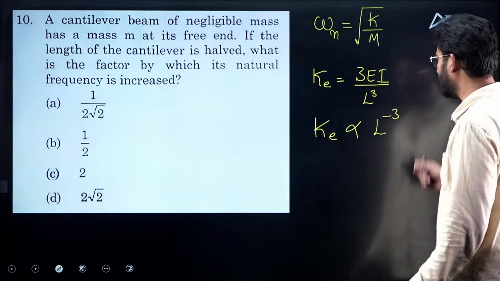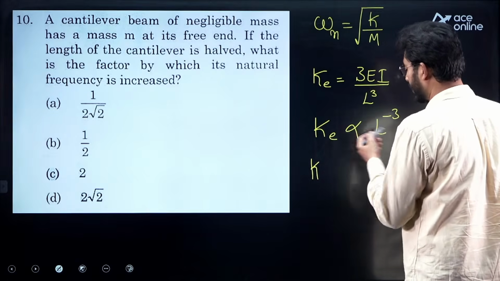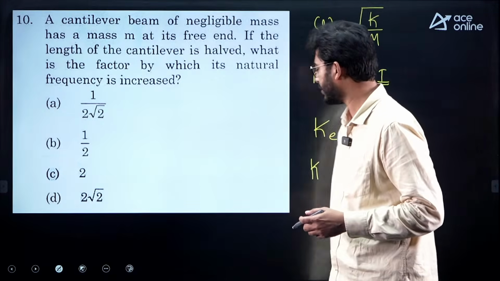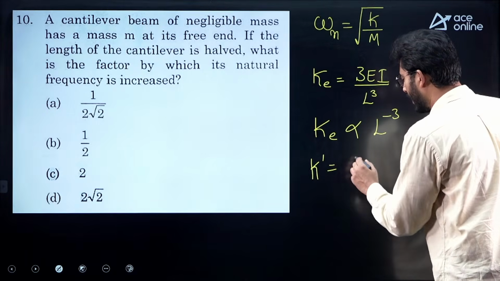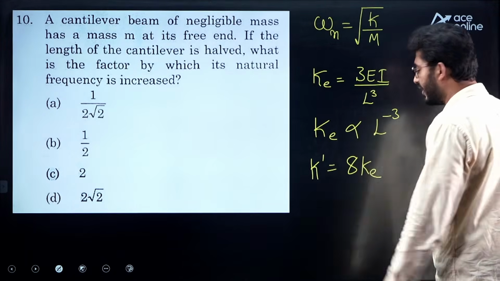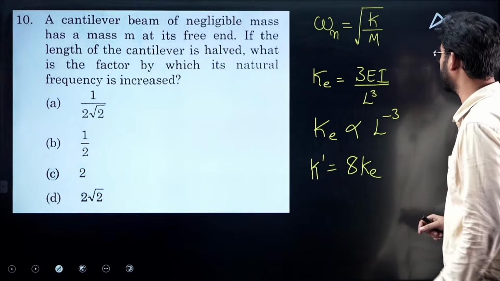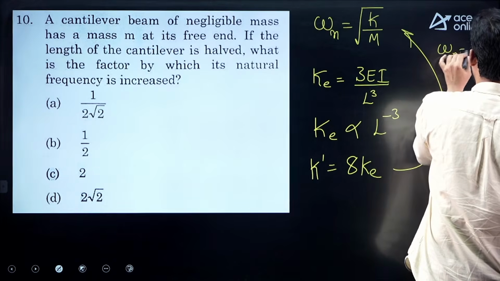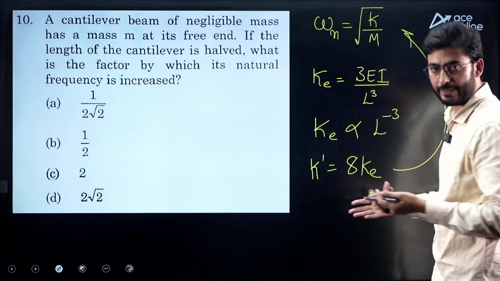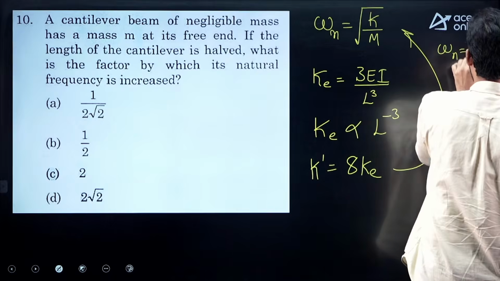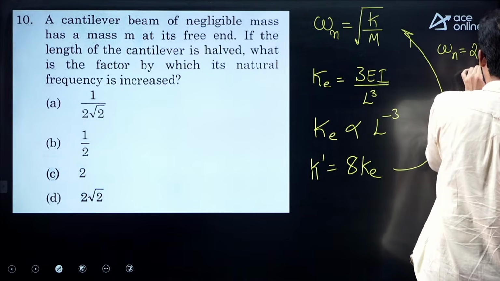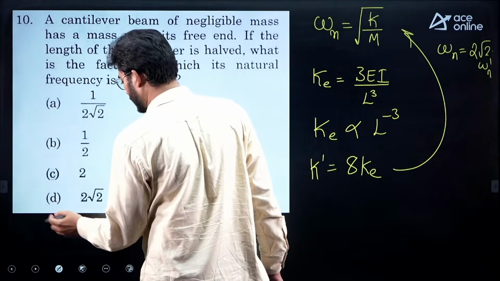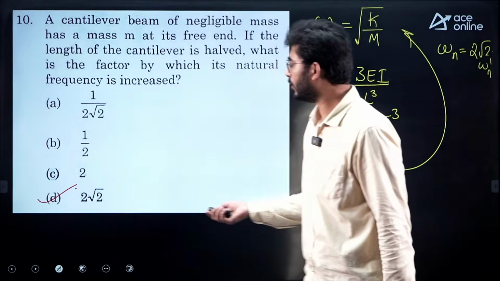Okay, so if we reduce the length by 2 times, then by 8 times the stiffness will be increased. So the modified stiffness will be 8 times the equivalent stiffness, and once we substitute here, the new natural frequency we will be getting is root of 8 times K by M, which is also equal to 2 root 2 times the initial frequency. So option D is the answer for this question. Okay, moving to the next one.